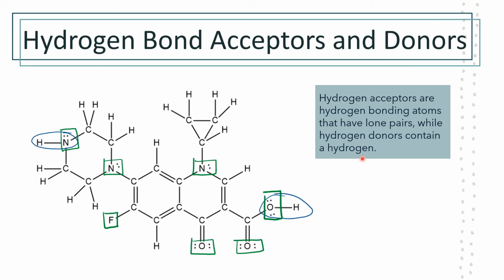Ciprofloxacin has various hydrogen acceptors and donors, such as the nitrogens here in the amine groups. This nitrogen here, because it has a hydrogen, it can accept and donate the hydrogen. We have the fluorine right here, which can also accept hydrogens, and the oxygens here from the carboxylic acid and ketone can accept, but this oxygen with the hydrogen can donate this hydrogen.